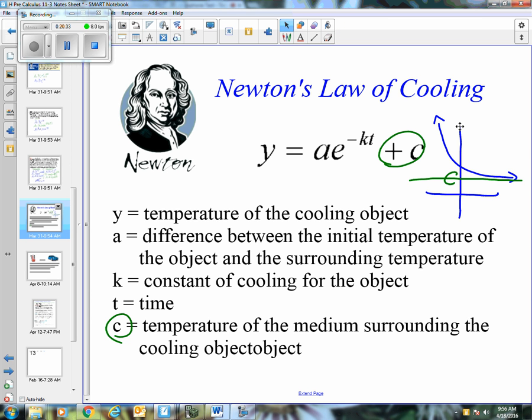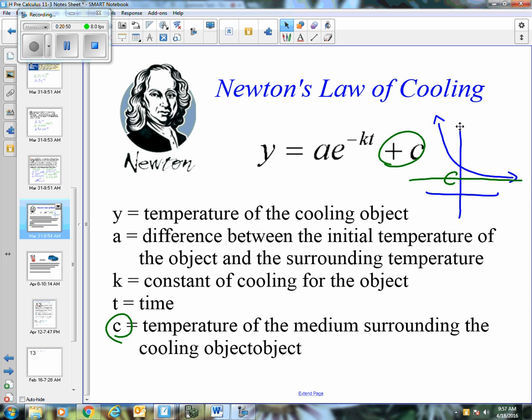So for example, if you take something out of the oven that was at 400 degrees and you set it on the counter, which is 70 degrees, room temperature, whatever, it's going to cool down to that 70 degrees. It's going to be exponential decay. But it's never going to get cooler than that 70 degrees unless you move it someplace cooler.